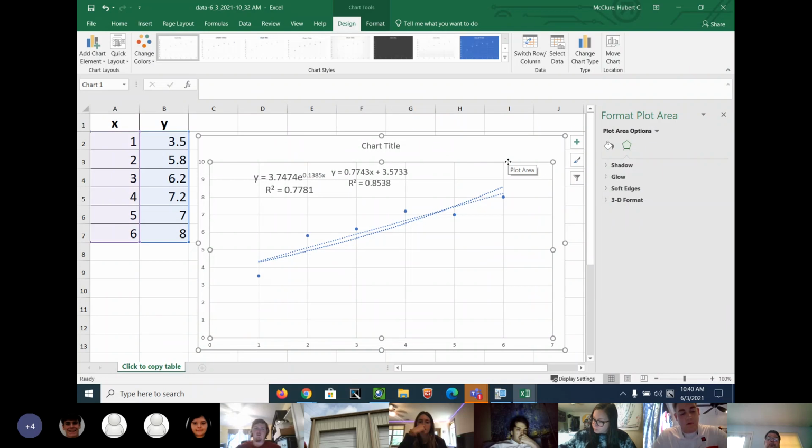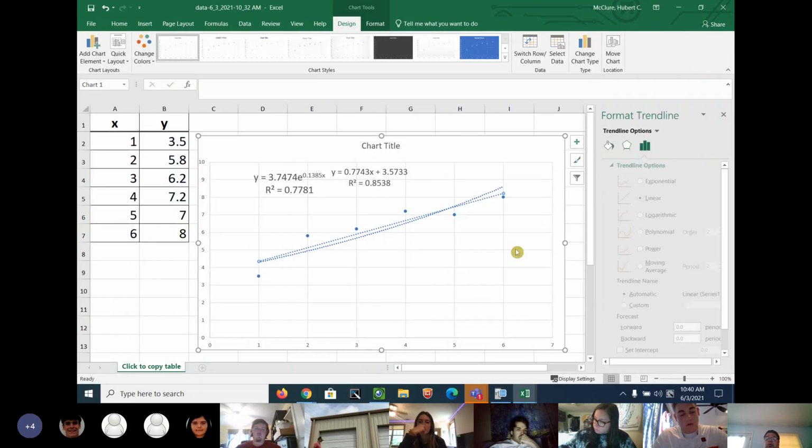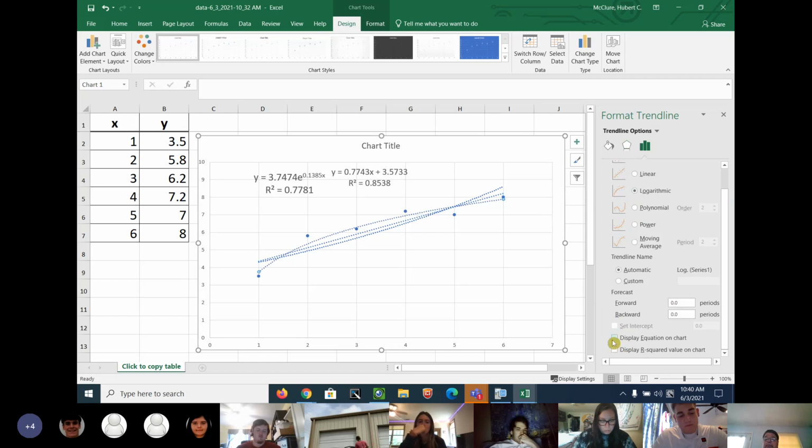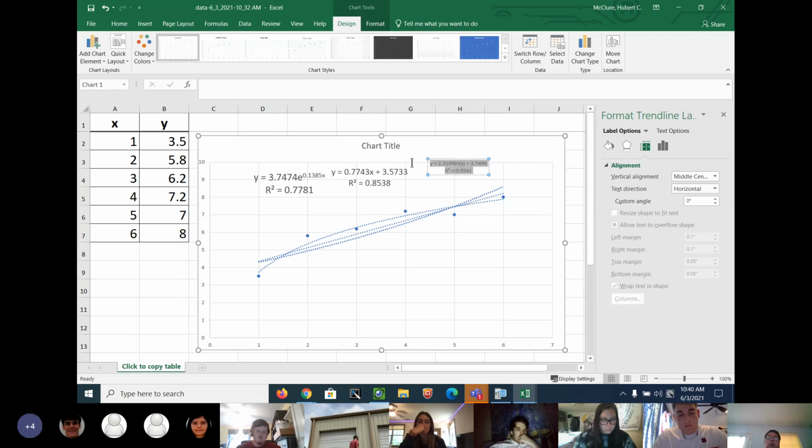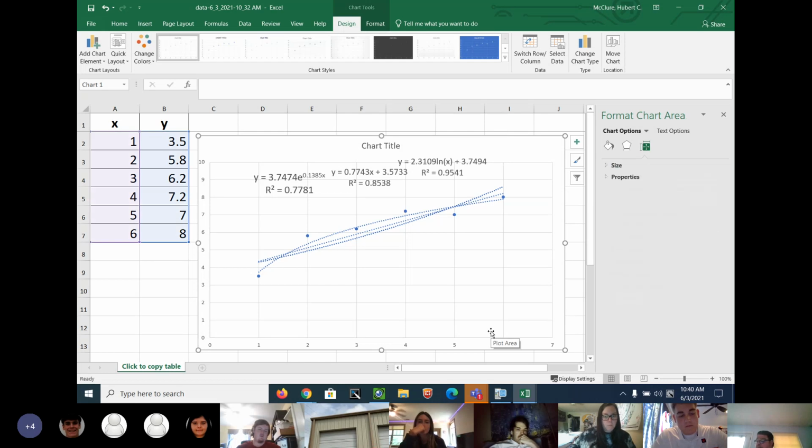So let's do another one. Let's do logarithmic and display. And somebody take, I think that's going to be it, the square root of 0.9541. 0.98. That's close to 1. But let's go ahead and check the last one.